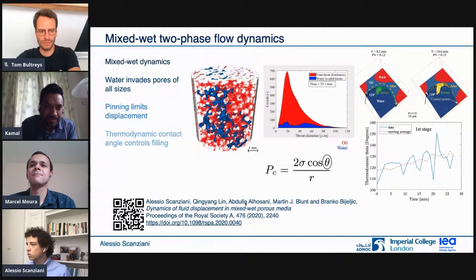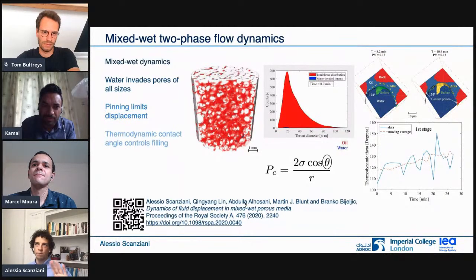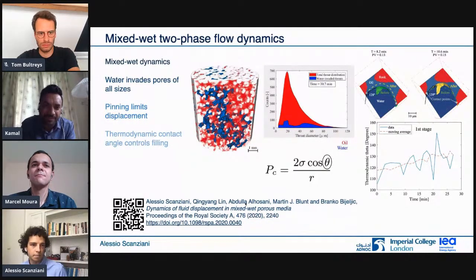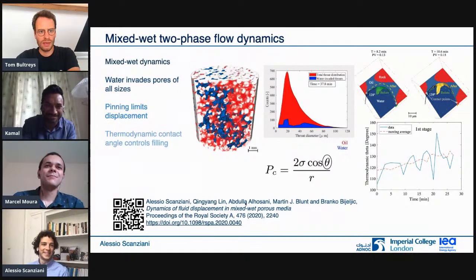Yeah, that's another good question. In addition to the thermodynamic contact angle, I computed the geometric contact angle, and the geometric contact angle ranges from 45 to 175 degrees. So it's quite a wide range. This is why I called it a mixed wet system, with the mean value about 109 at the end of the first water flooding. So, thank you.